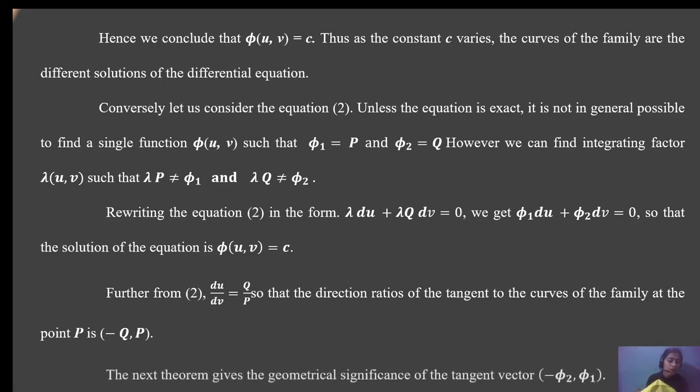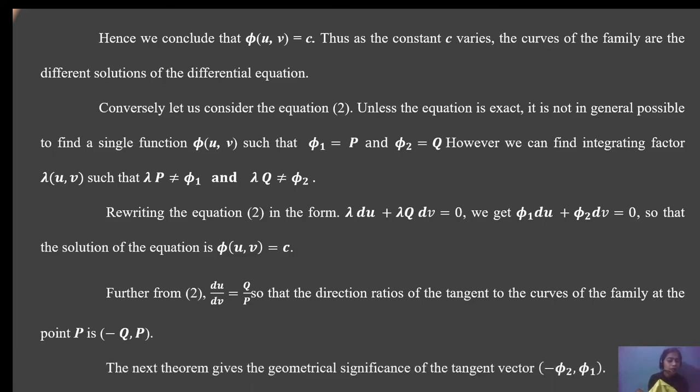From the above equation we get du upon dv equals minus Q by P, so that the direction ratio of a tangent to the family at the point is Q, minus P. Okay, this will give the significant geometrical form.